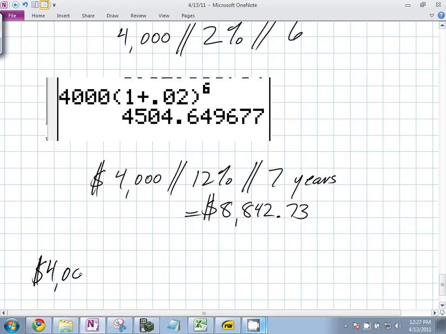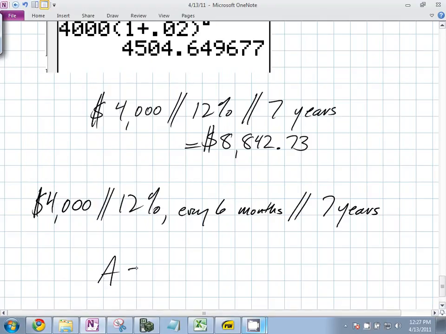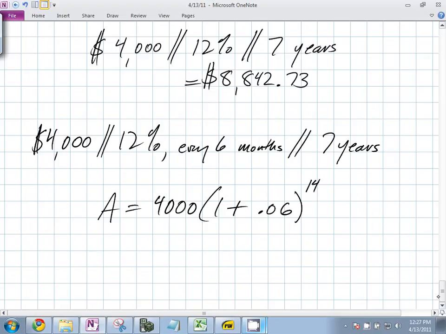Still going to have $4,000, and it's going to be 12% per year, but instead we're going to compound it every 6 months. And we're going to go for 7 years. So instead of doing 12% at the end of the year, we're going to do 6% every half year, every 6 months. So the amount is going to be 4,000, 1 plus, what's the interest rate now? Not 12% anymore. If it's every 6 months, it's going to be 6%, so 0.06. And how many times are we compounding it? 14. What does that come out to? Do that on your calculator. What does that come out to?